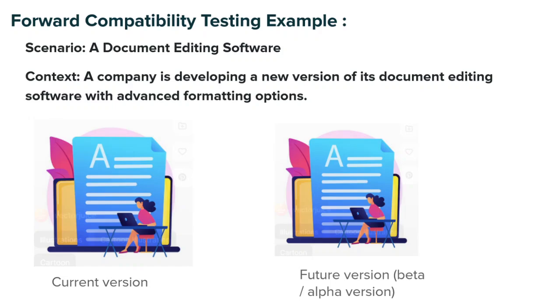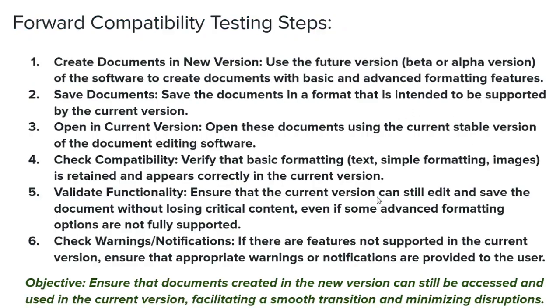So let's say this is the current version which we have, and we are also working on a future version, that is beta or alpha version, which is used for document editing with advanced formatting options. Let's say we have added some extra formatting options in the future version. Now for that, what forward compatibility testing do we have to do? We can create documents in the new version. That means you have to use the future version, beta or alpha, to create documents with basic as well as advanced formatting features.